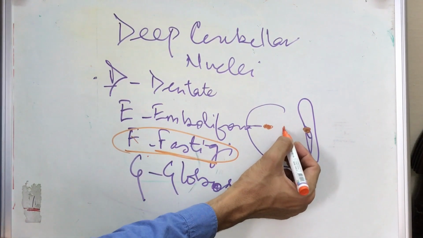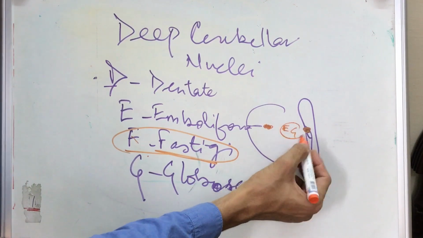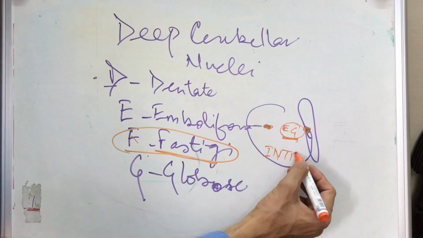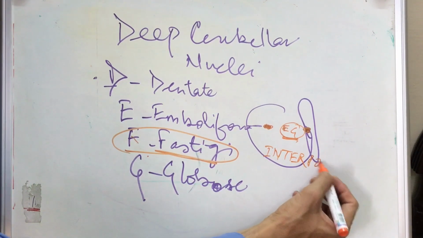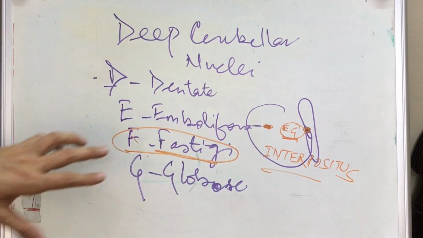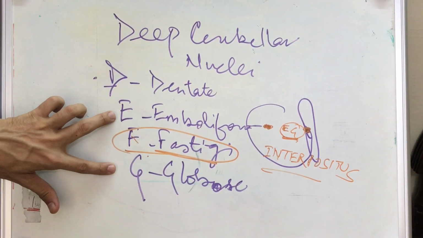In between there is emboliform and globose. These emboliform and globose, sometimes collectively, are also called the interpositus nuclei, collectively emboliform and globose.